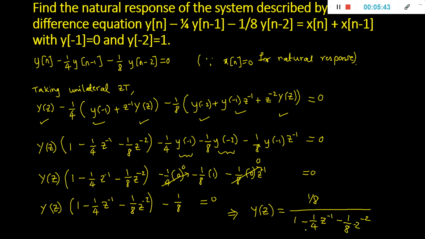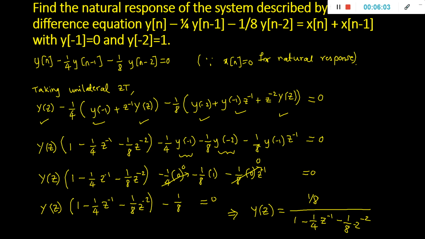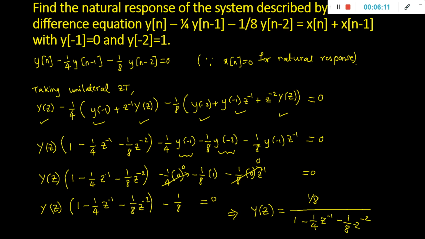So now I must be able to find an expression for y of n, because that would constitute the natural response over here. So what I do is I will try to solve for y of z using the partial fraction expansion method. Just for our reference, once again I'm going to write the value of y of z, which from the previous slide is 1 by 8 divided by the entire expression given in the denominator.